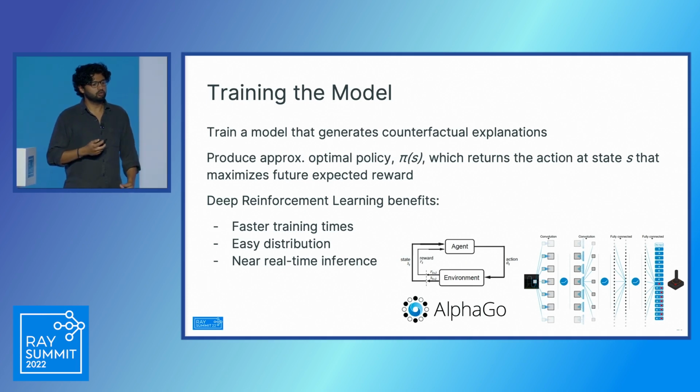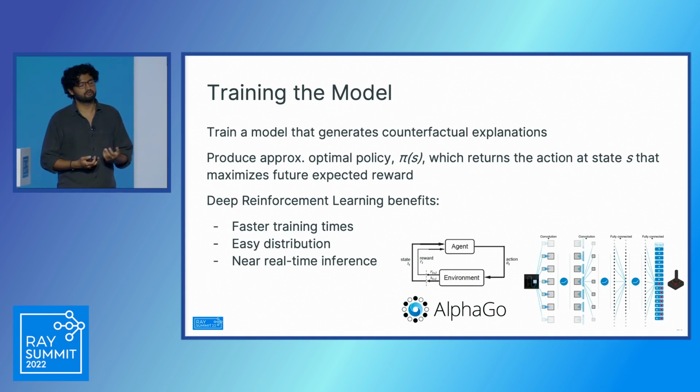In order to do so, we utilize deep reinforcement learning. And deep reinforcement learning has some benefits. First of all, it has faster training times, because instead of trying to learn the exact optimal policy, we approximate it using a neural network. Second, we have easy distribution. We are able to distribute these training jobs and prediction jobs across many different nodes in our cluster. And lastly, we want to have near real-time inference. So once we finish our training, the prediction part is very, very fast.